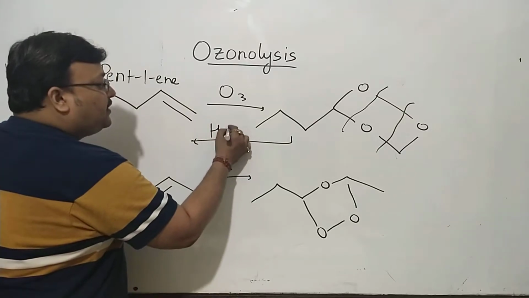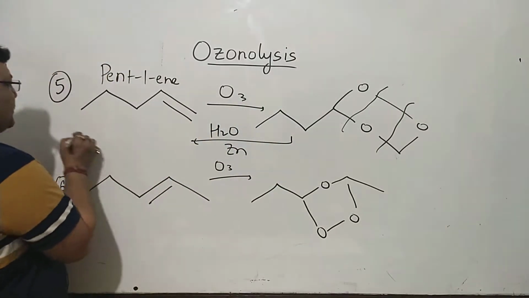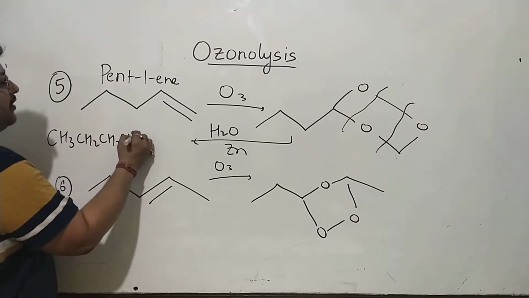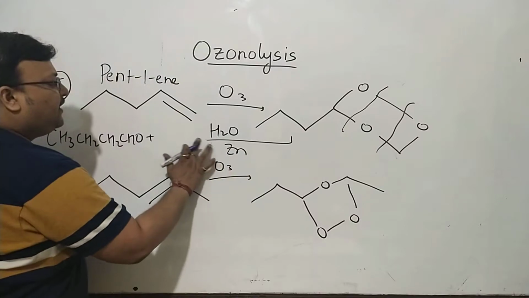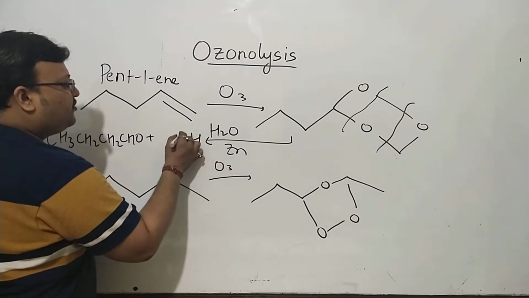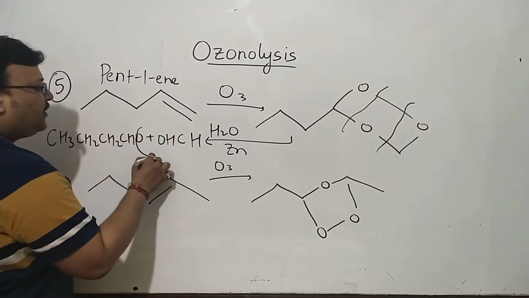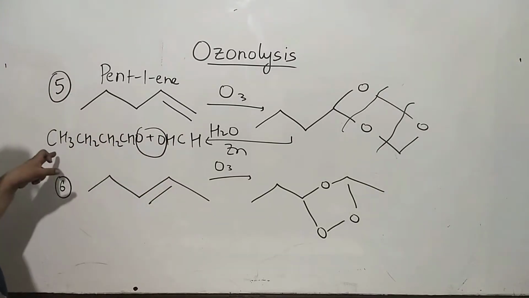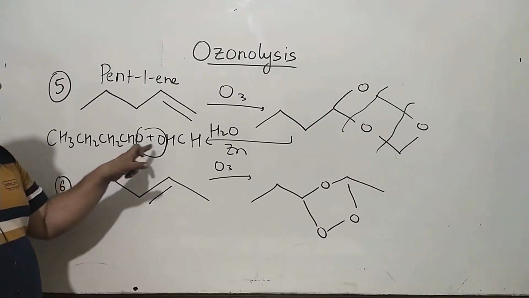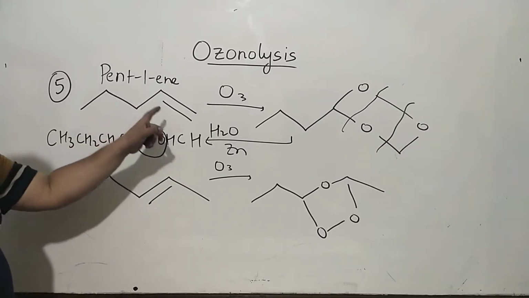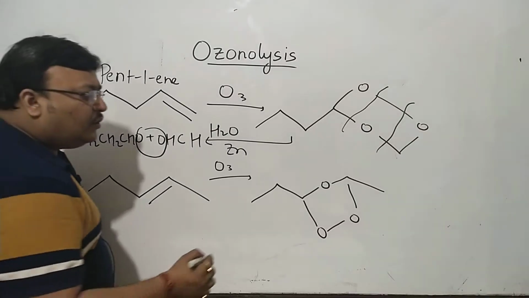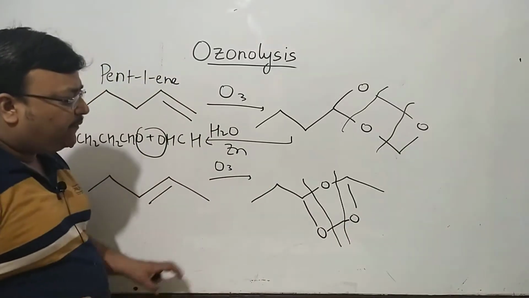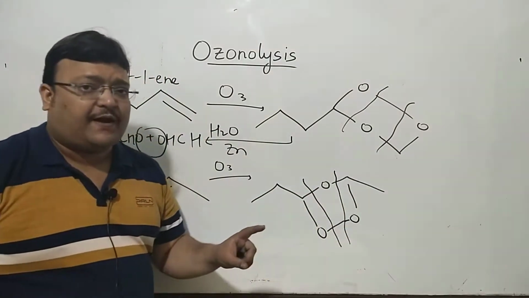Remember, in presence of zinc, because you want aldehyde, this will give you CH3CH2CH2CHO and 1 mole of formaldehyde, HCHO. Now you remove these two oxygen atoms, and you get CH3CH2CH2CH=CH2, which is the structure of pent-1-ene. Doing the same for pent-2-ene ozonide, to break it from left and right, you get a 3 carbon fragment and a 2 carbon fragment.